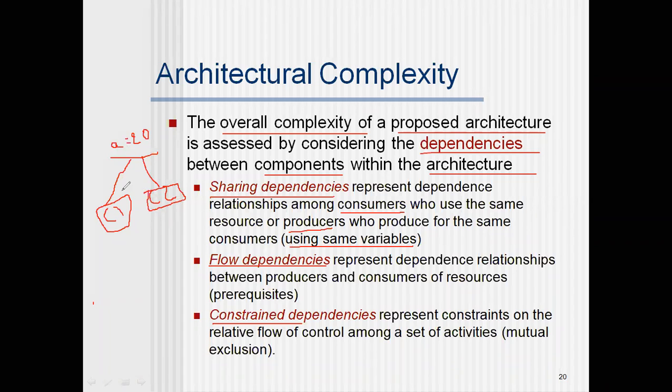Then this kind of dependency between C1 and C2 is called the sharing dependency. So these two share the value of A. That's why this relationship is called a sharing dependency here. And coming to the second one, what is the second one here?